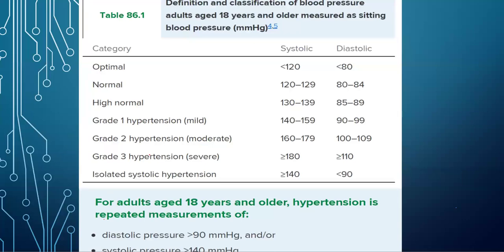So first of all, it is recommended to check the blood pressure every 2 years for anyone above 18. Optimal blood pressure is systolic less than 120 and diastolic less than 80. But you can tolerate systolic up to 139 and diastolic up to 90. That's called high normal. Anything above 140 by 90 is hypertension. And we can also divide it into mild, moderate, and severe based on the systolic and diastolic readings.